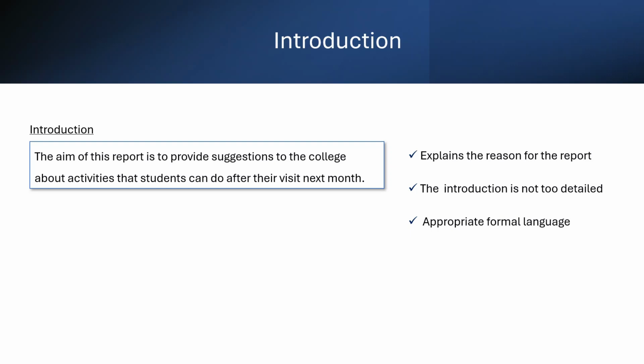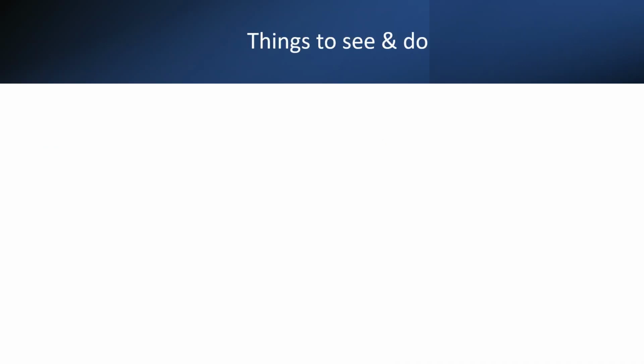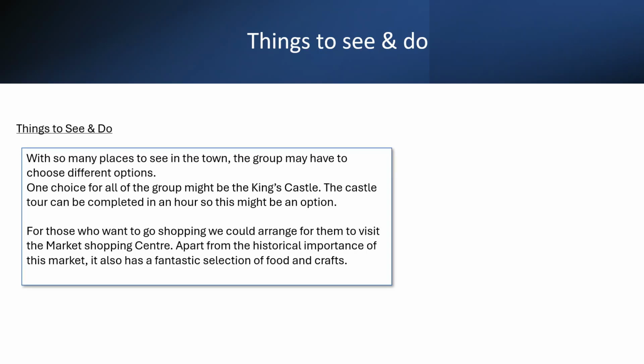And before we move on to the other sections, there's another way we can write a report. Instead of using the word aim, we can use the word purpose. And these paragraphs are almost the same, but we can choose to use the word aim or purpose. Now let's move on to our first section or paragraph. And in this part, we're going to talk about things to see and do. And we can see in this example here, what's most important, that the person has presented a number of places to visit. And this was part of the question.